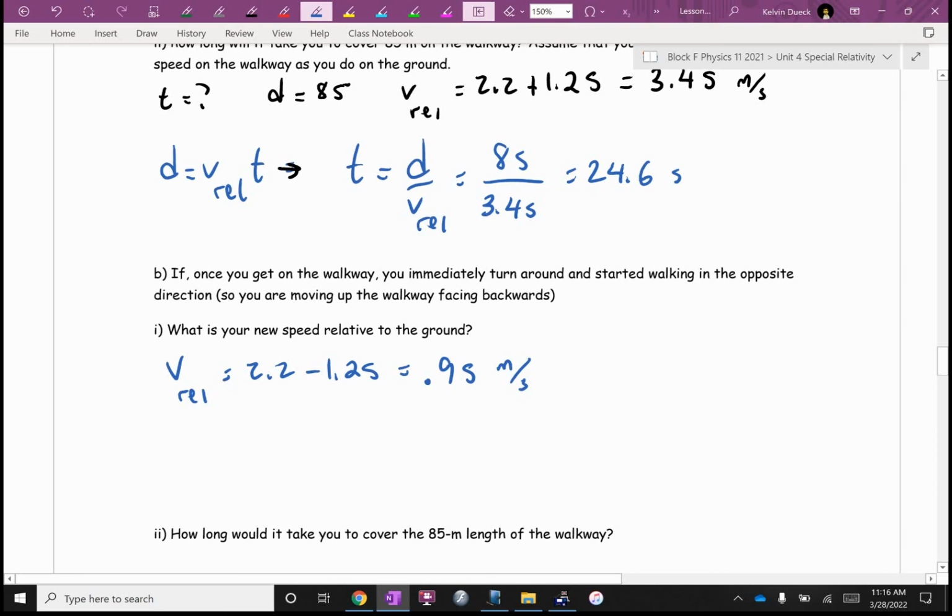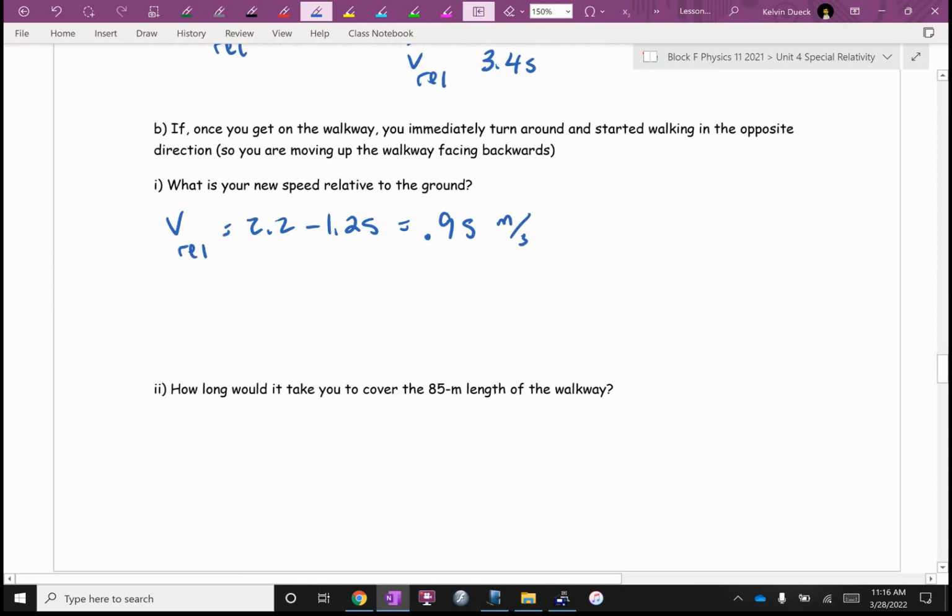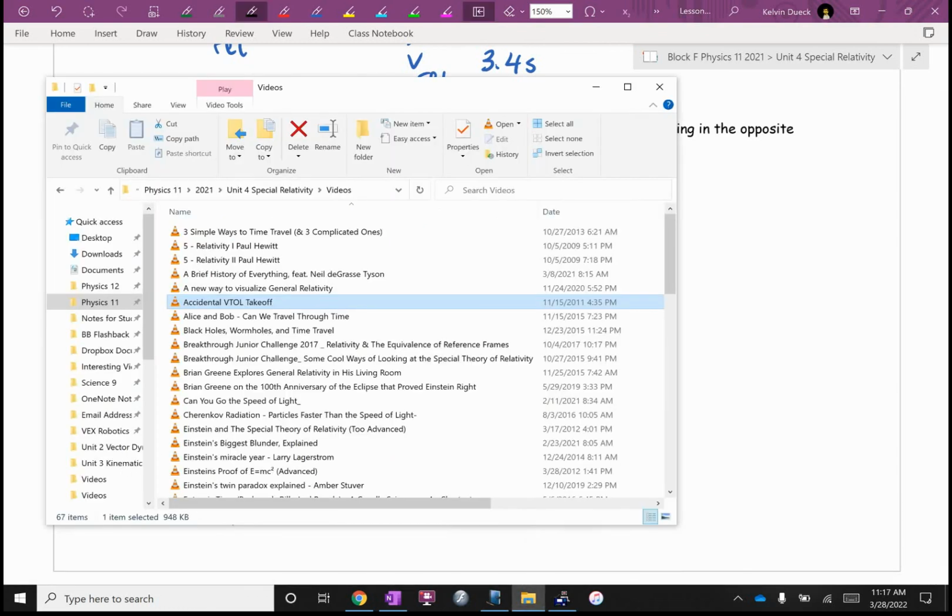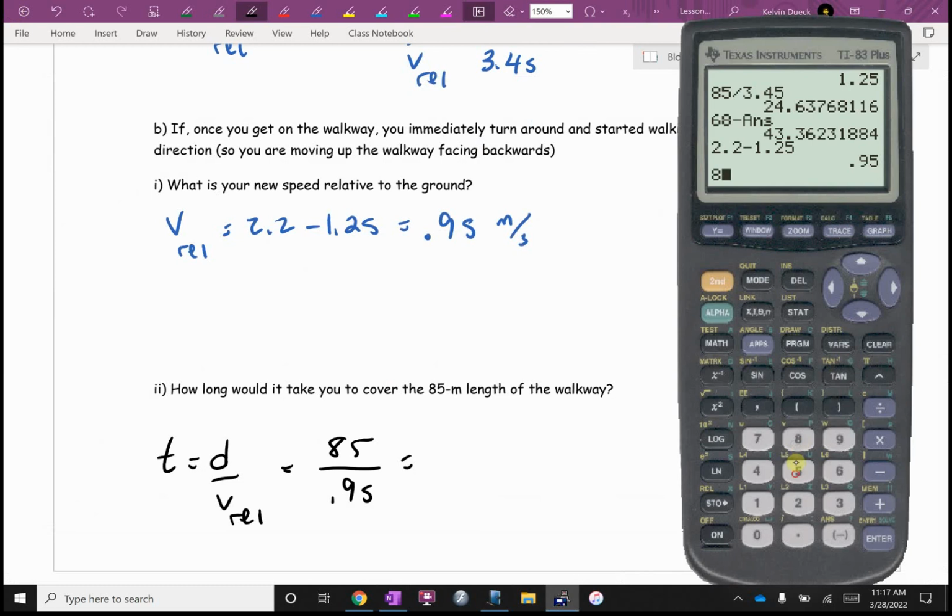So, walking backwards the whole length of this walkway, how long will it take you to cover the 85 meters? Clodie, I'm going to take a gamble. I'm not going to rewrite everything out because it's so similar to the question you and I did. I think we can go T equals D over VREL. And the D is still 85. But walking backwards, Clodie, what's the relative speed? Not 3.45, but what instead? And I get 89.5 seconds. Takes you longer.